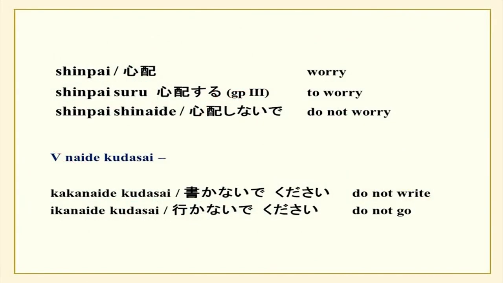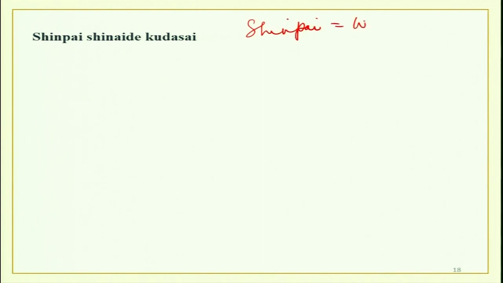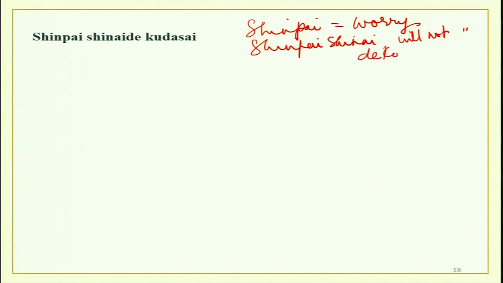So, now we learnt verb te form plus naide kudasai, which means please do not do. We have a word over here in our kaiwa, shimpai shinaide kudasai. So, let us see what it means. See, shimpai means to worry, and shinaide means please do not, and kudasai means please. So as you can see over here, shimpai, worry. Shimpai shinai, will not worry. Shimpai shinaide kudasai. Please, because of this, please do not worry.